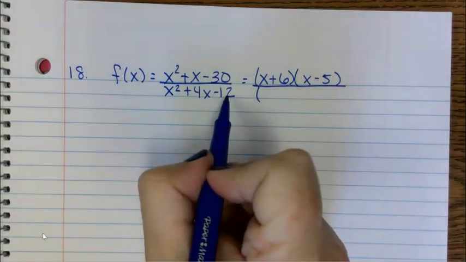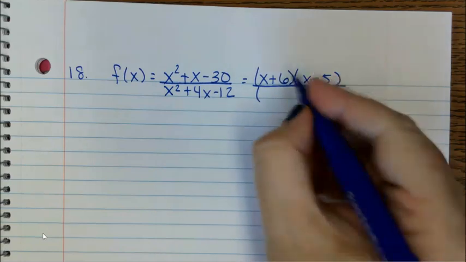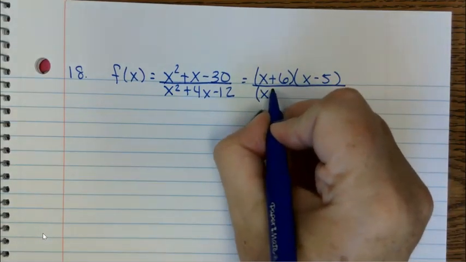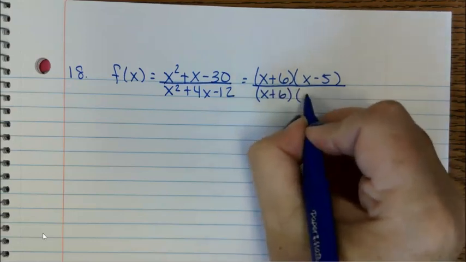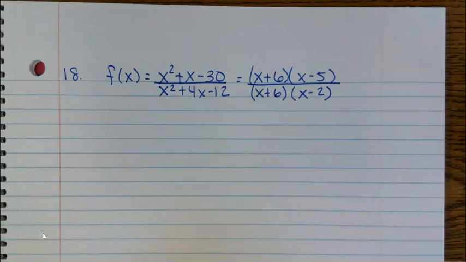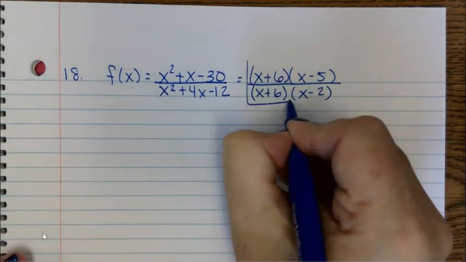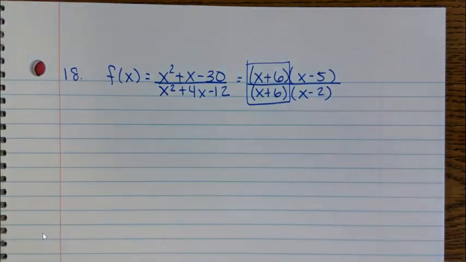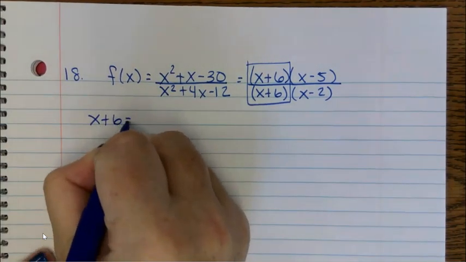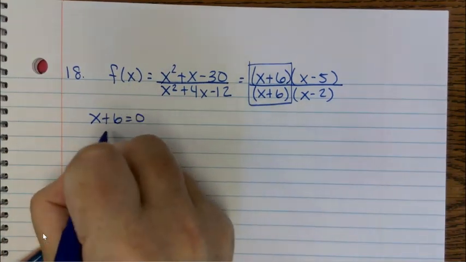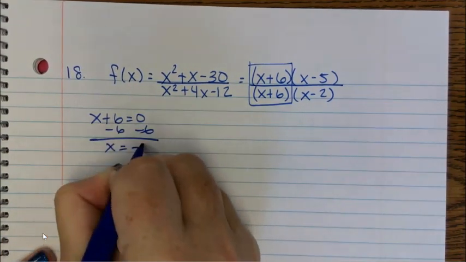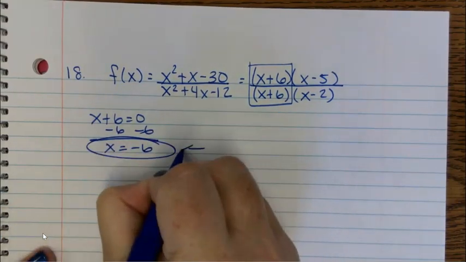What times what gives me 12? When I subtract, I get 4. x plus 6 and x minus 2. Okay. So you see here we have a common factor on top and on bottom. So x plus 6, we set this equal to 0 and we solve. Subtract 6, so x equals negative 6. And this is where we have a hole.